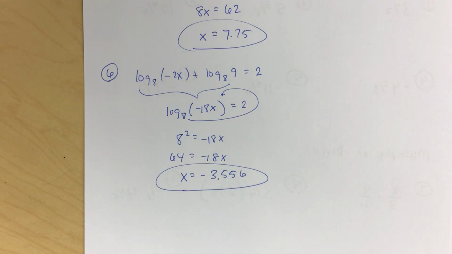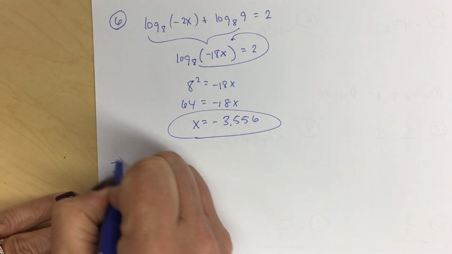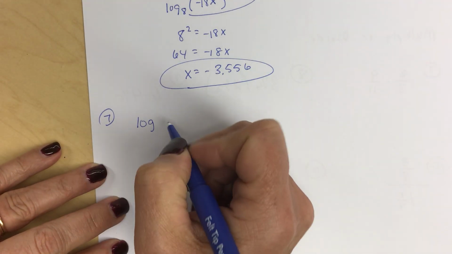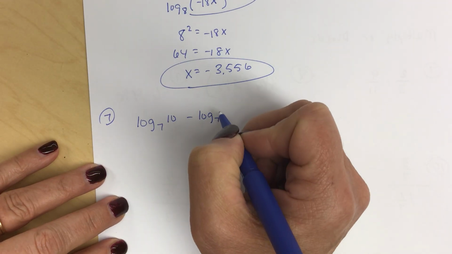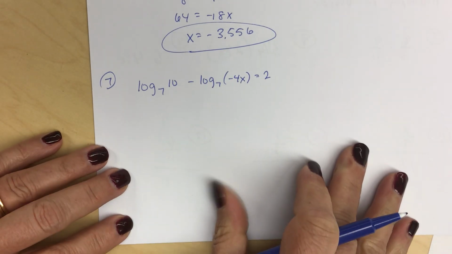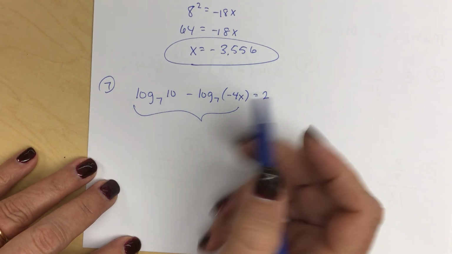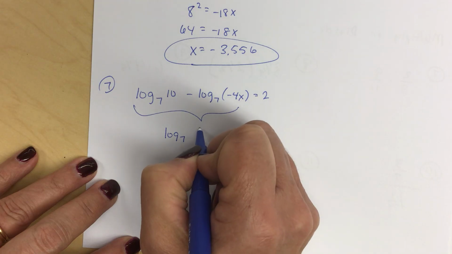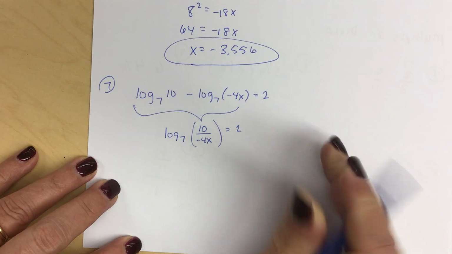Okay, then we might have something with division in it. So log base 7 of 10 minus log base 7 of negative 4x is equal to 2. So again, we need to put this together, but it's minus, so we need to put it together with division. So this is going to become log base 7 of 10 divided by negative 4x equals 2.